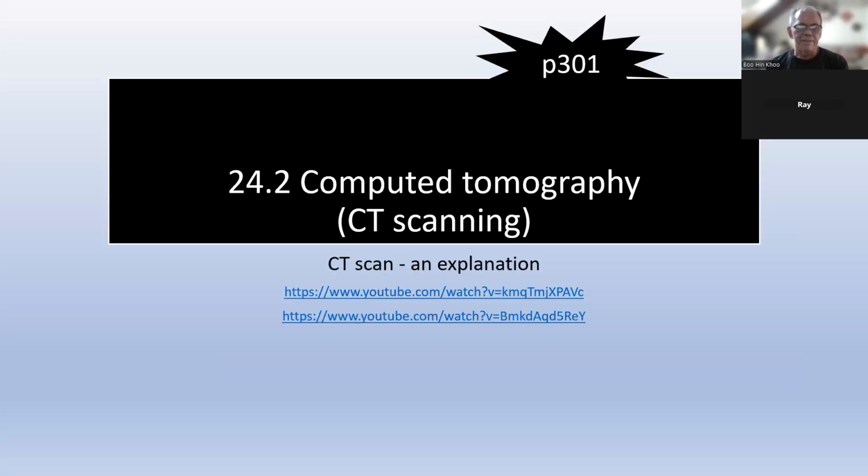Okay. Computed tomography. We should be able to finish CT scan today, and then Thursday we go to PET scan. That's the last of the medical physics. After that, topic 25 is the last topic. My mock test is actually next week, up to topic 24 only. 25 is not included.